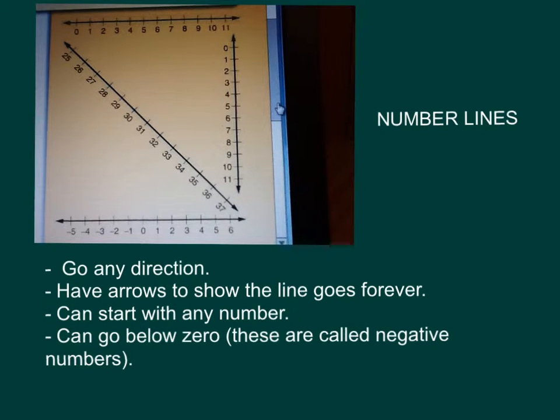A last feature of number lines is that they can go below 0. These numbers are called negative numbers. If you look at this number line, it goes below 0, and here are what we call negative numbers. One of the things that we know about negative numbers is that we often use them in the wintertime when the temperature gets really cold and it's -1 degrees.